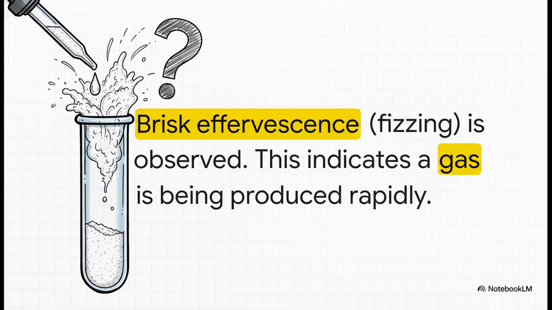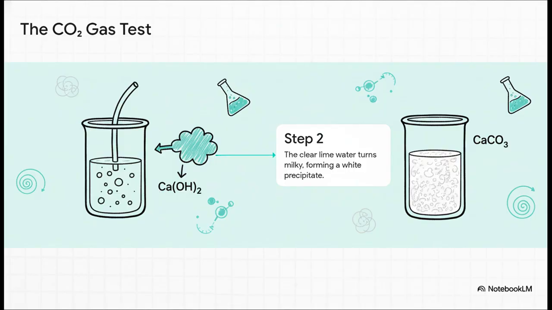The moment the acid is added, there is a lot of fizzing. This rapid bubbling is called brisk effervescence. So, once again, a gas is being formed. But is it hydrogen? Let's use our test to find out. So, the gas is passed through the lime water. And as you can see, the lime water, which was clear before, has now turned milky or cloudy white.